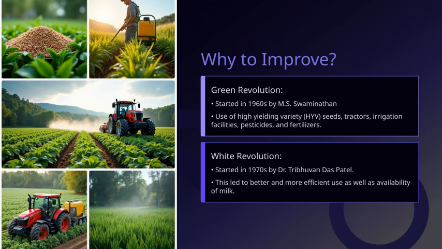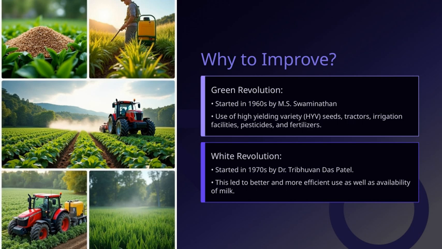Let's start by looking at the Green Revolution, which began in the 1960s. It was spearheaded by M.S. Swaminathan, a visionary scientist who aimed to boost food production. This revolution introduced high-yielding variety seeds, or HYV seeds, which significantly increased crop yields. Along with that, it involved the use of tractors to mechanize farming, better irrigation facilities to ensure water supply, and the use of pesticides and fertilizers to protect crops and enhance growth. All these advancements helped us produce more food and reduce hunger.